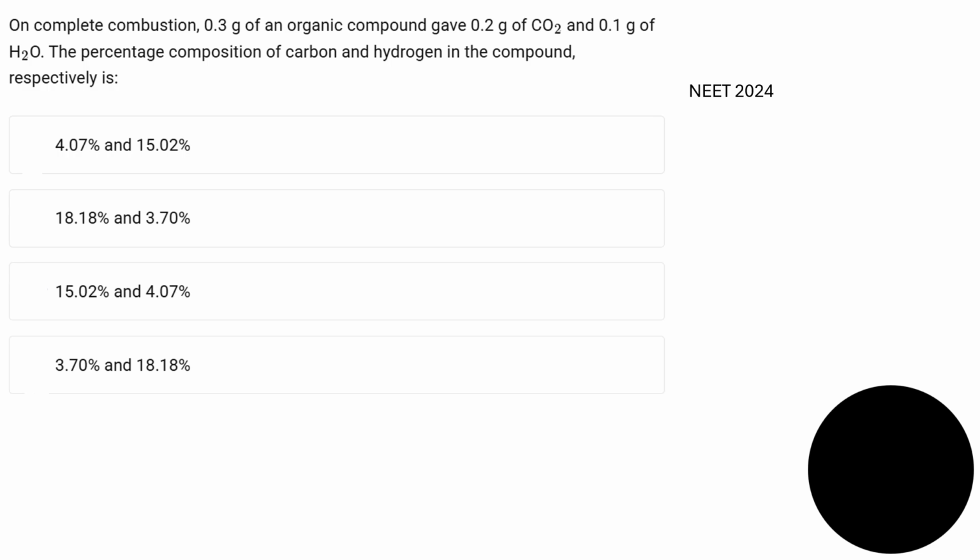This is the third question. On complete combustion of 0.3 gram of an organic compound gave 0.2 gram of carbon dioxide and 0.1 gram of H2O. What is the percentage composition of carbon and hydrogen in the organic compound, respectively? There is one twist here. They didn't say organic compound, they gave just compound. We should take this as an organic compound. Let's solve this.